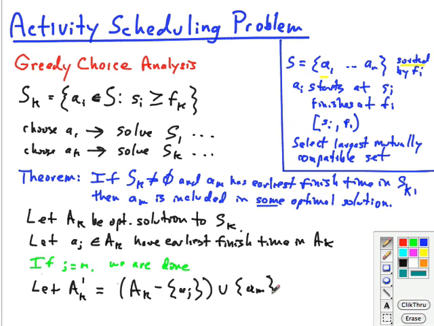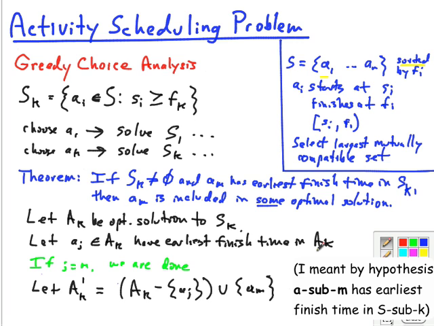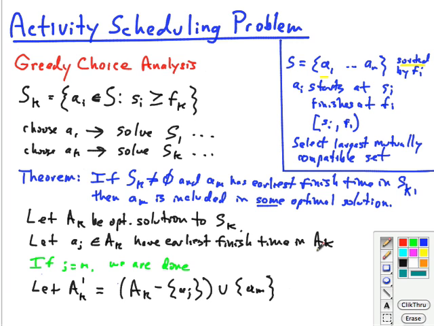So we have to show that this is indeed a legal solution. Well, the activities in A sub k were disjoint because it was a solution. Since A sub j was the first activity to finish, and by our hypothesis A sub k has the earliest finish time in S sub k, this one can't finish later than A sub j, and A sub m cannot overlap with any other activities in A prime sub k, so it's got to be legal to do this substitution here. It's got to work. And we didn't make any other changes.